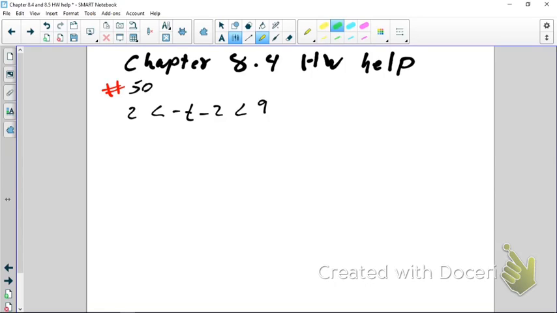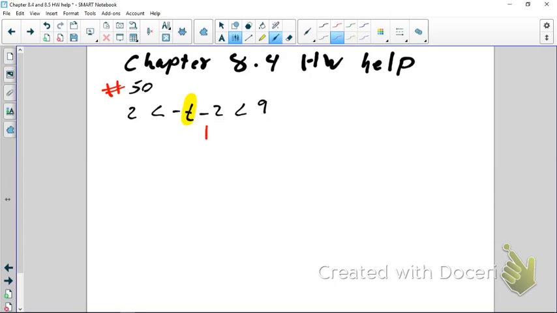So now here's the next one. The next one is number 50. With number 50, what we want to do is isolate t by itself. And I'm starting to notice there's a couple of things that are happening to t. So for example, the first thing that I see is it's being multiplied by negative 1, and then I'm subtracting 2. So I'm going to do the opposite now to be able to isolate the variable.